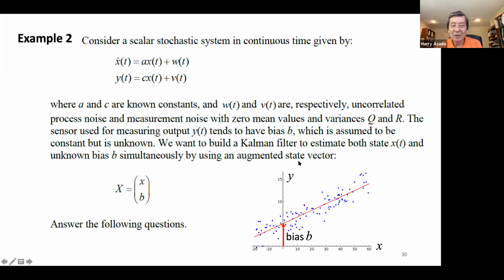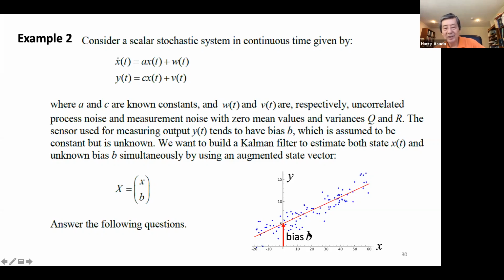Then you scratch your head, what is this? Augmented state vector, never heard of it. Yeah, that's true. However, this is an application of the Kalman filter. As shown here, the output y versus the true x gives a linear relationship like this, but it is shifted from the zero origin. This is the bias b. We don't know this bias b, and we would like to estimate it.